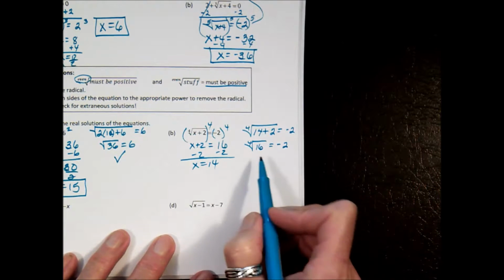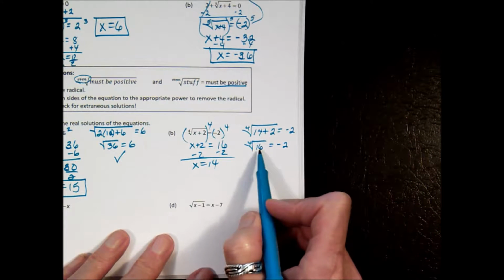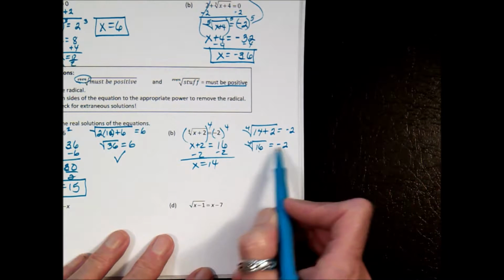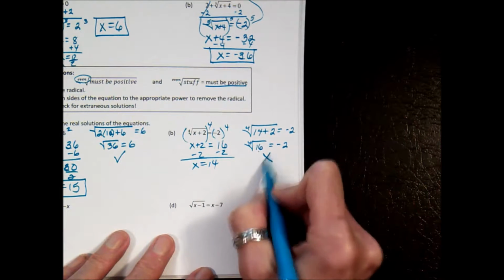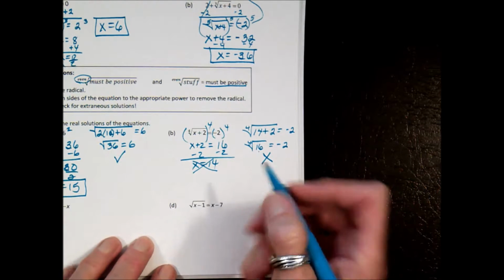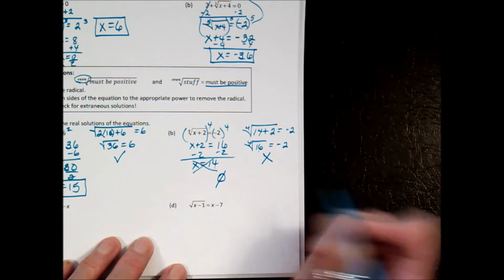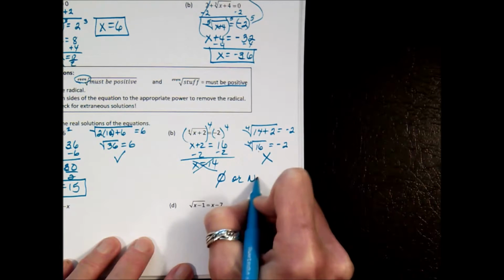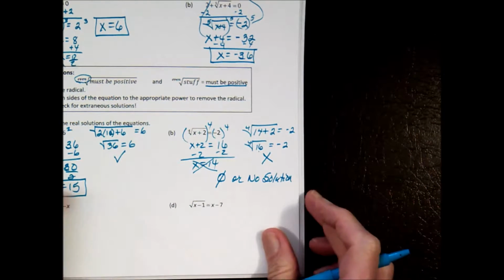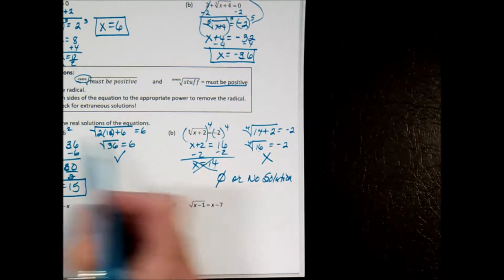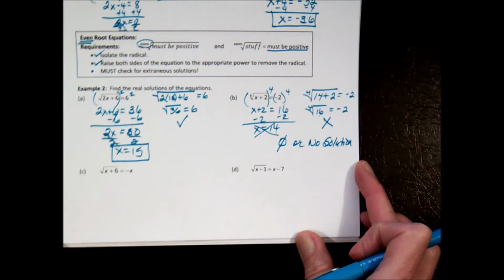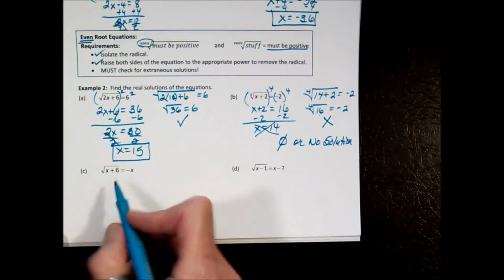Now, in this case, we mean the principal root. So is the principal fourth root of 16 negative 2? No, it's not. It's positive 2. So my answer has to be discarded, and the solution is the empty set or no solution. And I'm sorry to tell you, but that just happens sometimes when you raise an even root to its power, that you get extraneous solutions. All right, let's try another one.